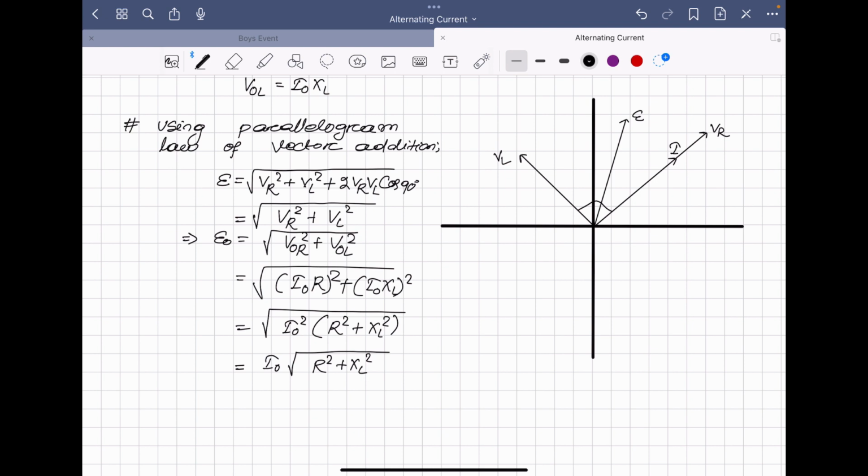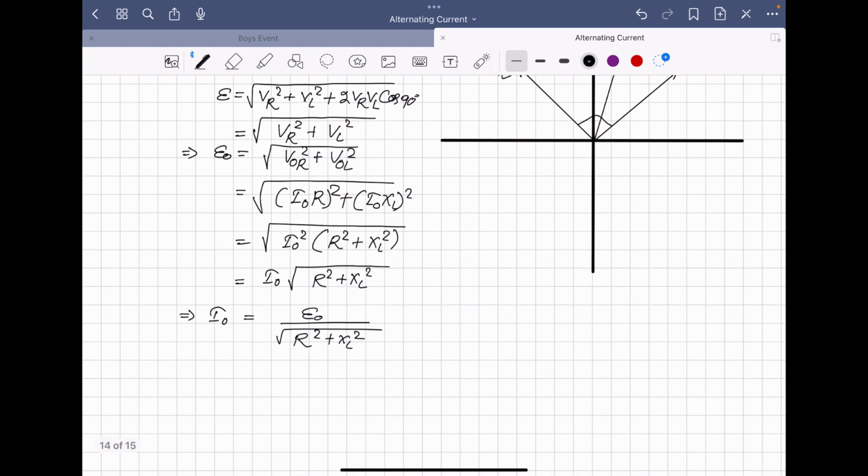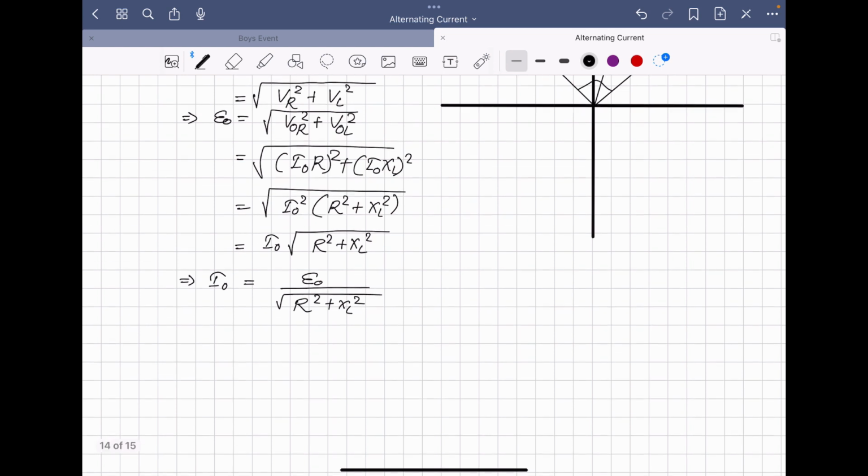So our I naught becomes I naught is equal to E naught by under root R square plus XL square, and here the impedance, or you can say the opposition offered by the series RL circuit, is under root R square plus XL square.